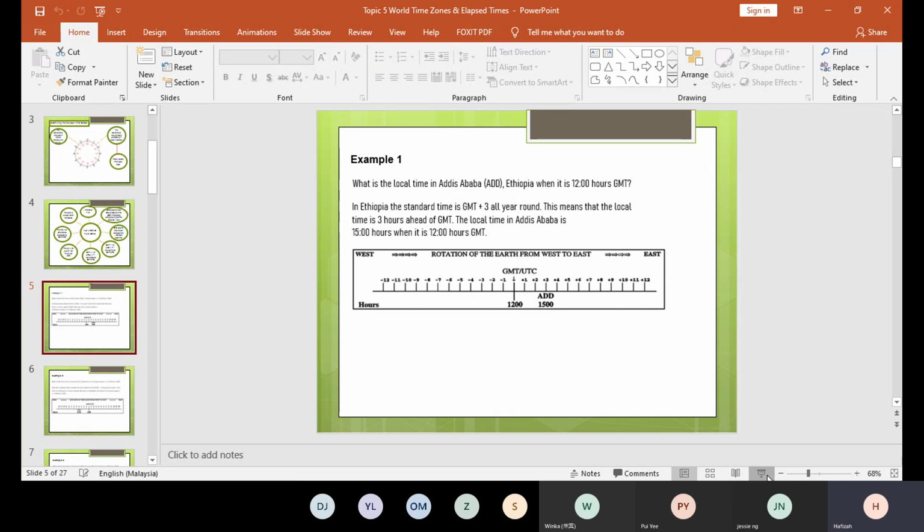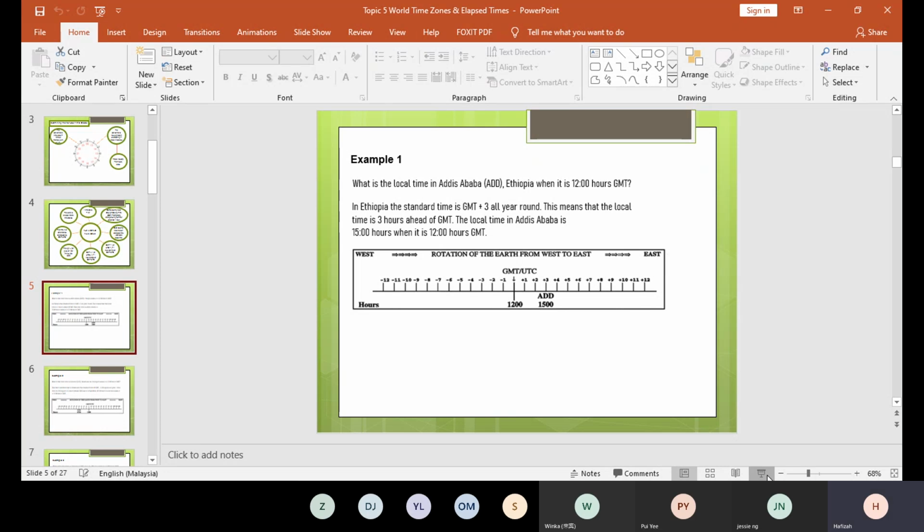So now we want to know the time here. The time here you know already is 12. So what is the difference? The difference is 4 hours 30 minutes, which is minus. So 12 minus 04:30. So how to do the minus?